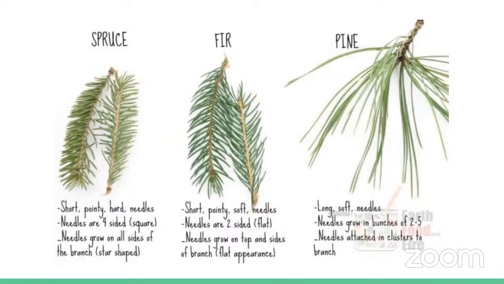When we look at the branches, we'll also see that those needles are coming off in slightly different patterns. The spruce needles are going to be coming off in a star shape, whereas the firs are going to be growing just on the tops and sides of the branch. So overall, firs look a little flatter in a bunch of different ways than the spruces do.